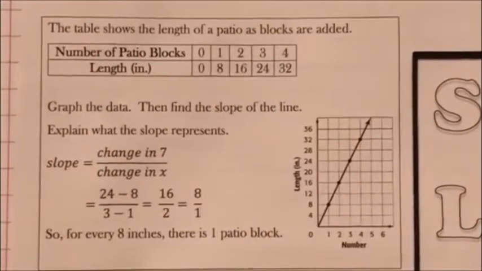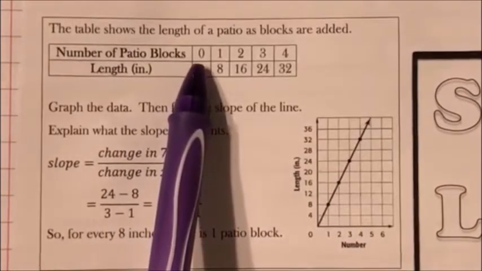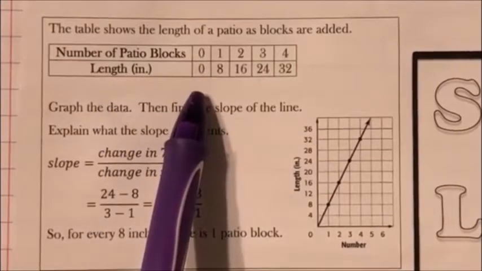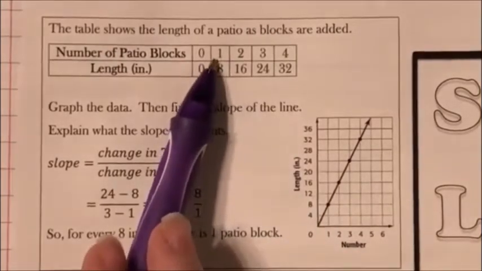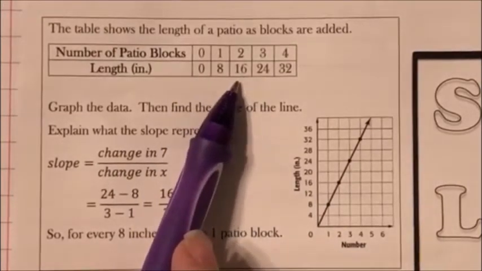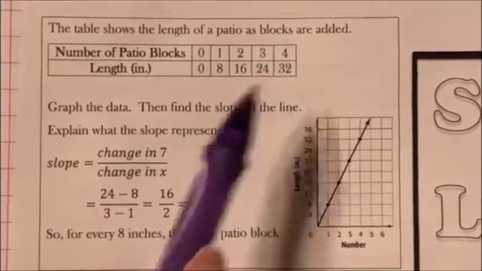Okay. So the table shows the length of a patio as blocks are added. We can see the number of patio blocks starts at 0, right? And the length of the patio is 0. So for each block I add 8 inches in length. The first block I add 8 inches. The second block, I add 16. The third, I add 24. The fourth, I add 32.